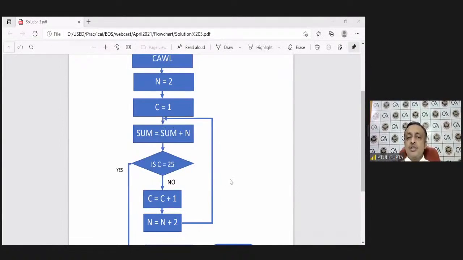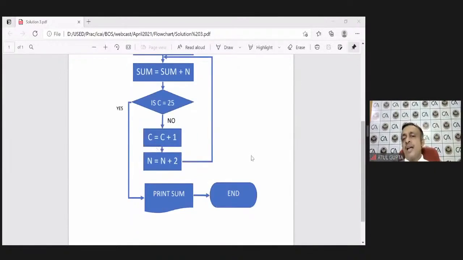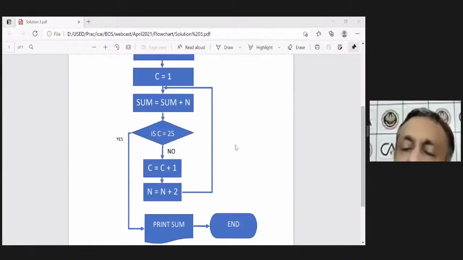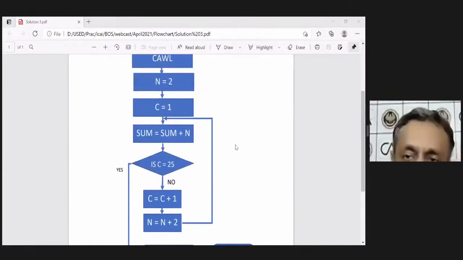again sum. So this continues for 24 loops because 1 is already there. Once the value of C becomes 25, the system prints the value of sum. Again, you can do it with a small set. Let us do for first 4 even numbers. So we'll do a dry run with first 4 even numbers.